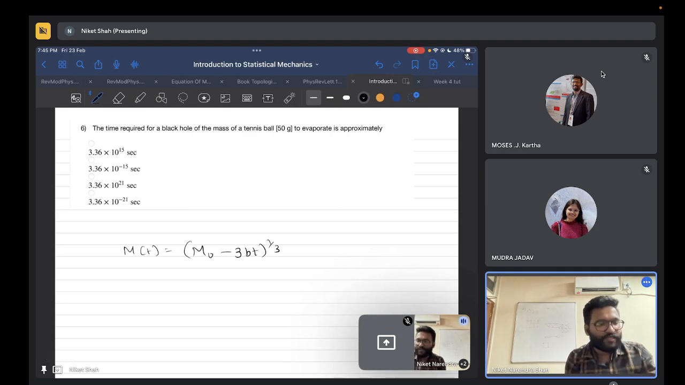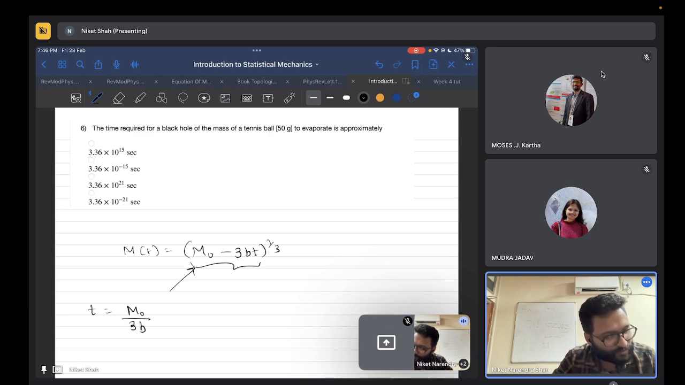At time t, the mass, as the black hole is evaporating, of the black hole at time t can be given by this, where m0 is the mass of the original star, and it's reducing in this manner. All right. So for it to completely evaporate, this becomes 0. Mass of the star becomes 0. So m0 minus 3bt has to become equal to 0, so that the time for complete evaporation is m0 by 3b. That's it.